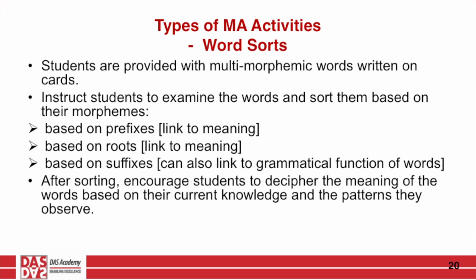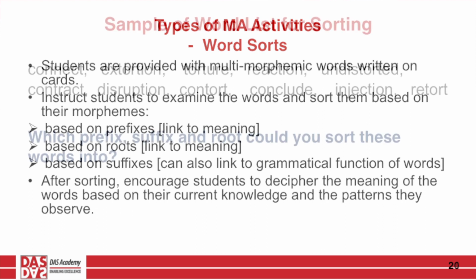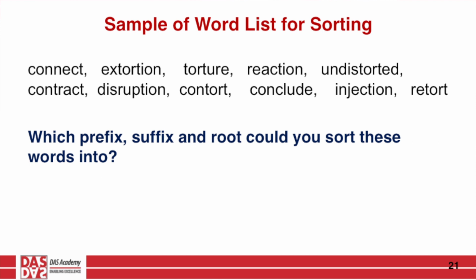So if we look here, you've got this set of words. Now, which prefix, suffix, and root could you sort these words into? What do you all think? Which prefix, suffix, or root could you sort these words into? Samun, you said con. Yeah, absolutely. Very good. Any others? Anybody else?